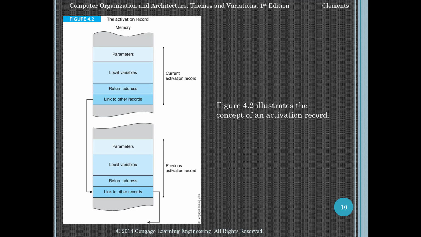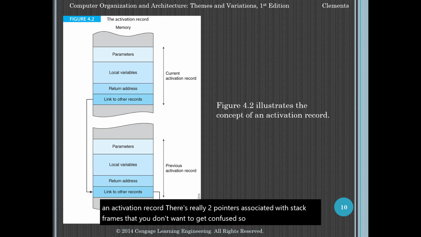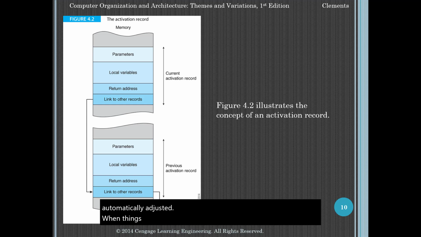So let's look at this figure for a second that shows us the concept of an activation record. There are really two pointers associated with stack frames that you don't want to get confused. We have the stack pointer, which is sometimes called the SP, and the frame pointer, which is called FP. In general, again, no absolutes, all CISC processors maintain a hardware stack pointer that's automatically adjusted when things like branches or returns are executed.